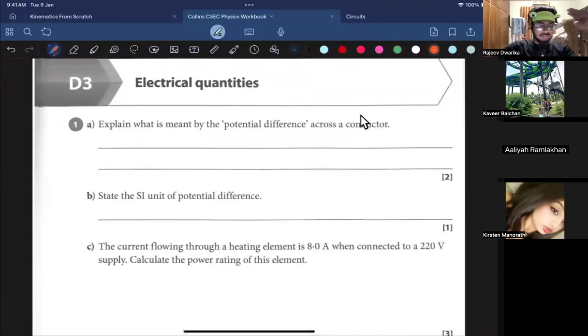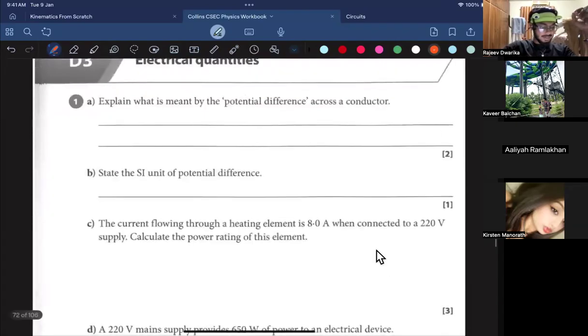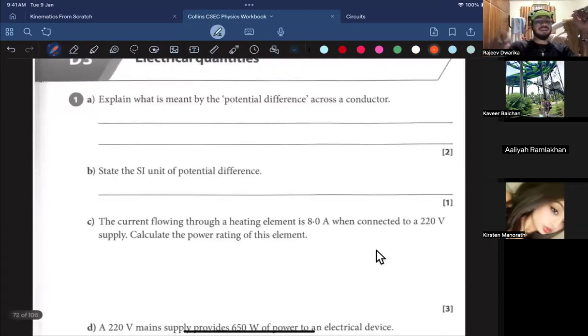Explain what is meant by the potential difference for a conductor, right? I want you all to answer A, B, and C. Give me another 5 minutes.